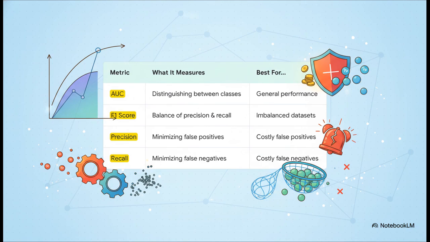This little table here is basically your cheat sheet for understanding that whole story. Want a general report card on how well your model separates the good from the bad? Look at AUC. Is your dataset all lopsided, like our disease example? The F1 score gives you a much more balanced picture. But, and this is the important part, if one type of mistake is a total catastrophe while the other is just a minor inconvenience, then you have to zoom in on either precision or recall.